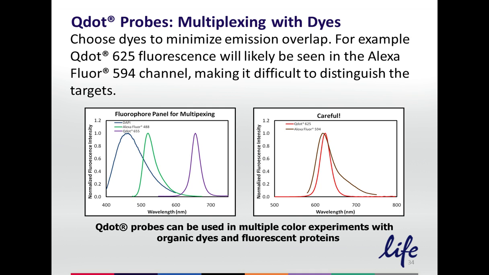You can also combine Q dots with organic dyes. For instance, on the left here we have Q dot 655 with Fluor 488 in the green and DAPI, nucleic acid stain, in the blue. But just as with multiplexing with organic dyes, you also have to be careful about the overlap of the spectra, especially the emission curves. So for instance, on the right we have Q dot 625 and Fluor 594, and you can see the curves overlap. So you're likely to see them both in an Fluor 594 filter set. So you want to avoid that.